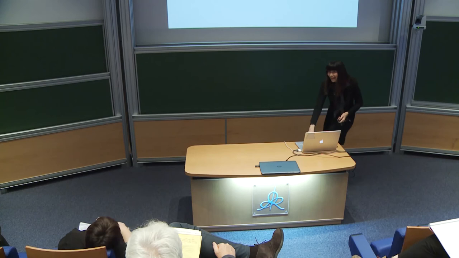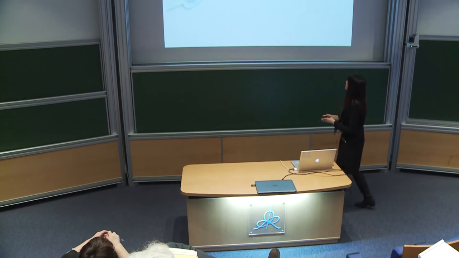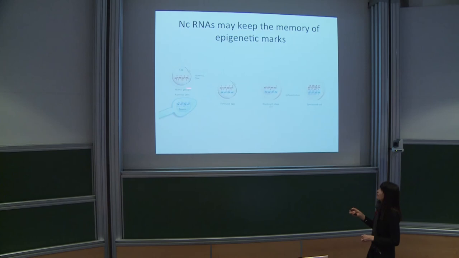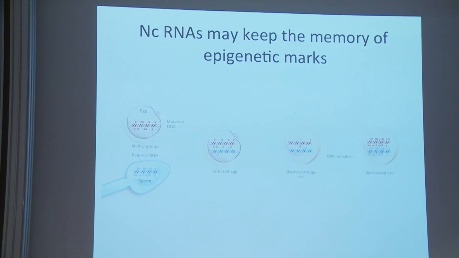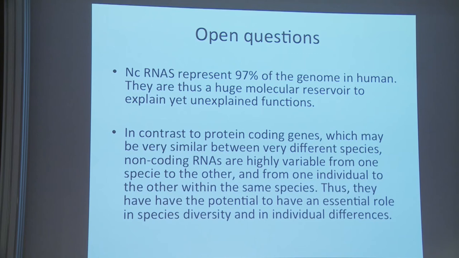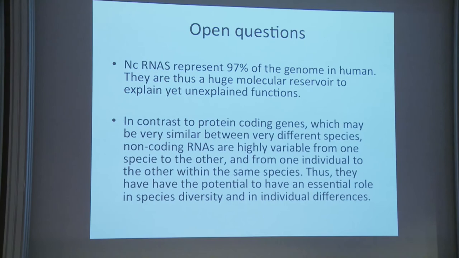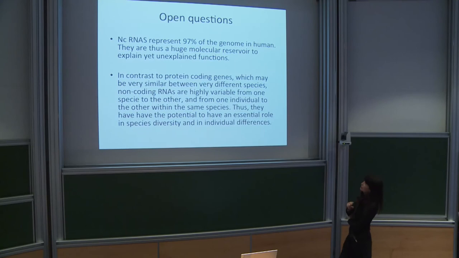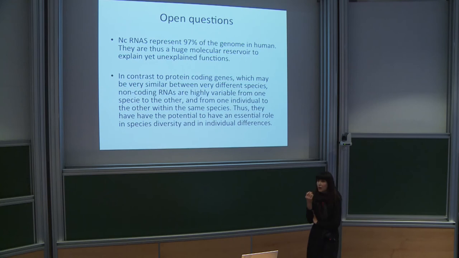Okay. So what we can think is that maybe non-coding RNAs may keep the memory. They might be in the cytoplasm of the maternal DNA, or they might be associated with sperm DNA, whatever, but they can maybe keep the memory of these epigenetic marks. And then we come to the last slide. So there are other open questions. Non-coding RNAs represent 97% of the genome. They are thus a huge molecular reservoir to explain yet unexplained functions. And there are many functions which are not explained simply by genes.